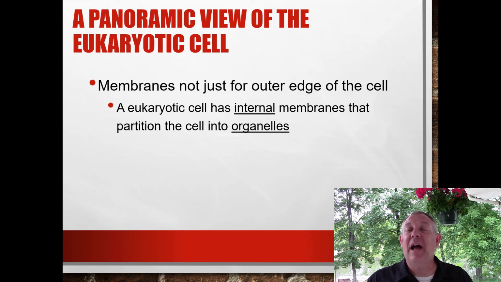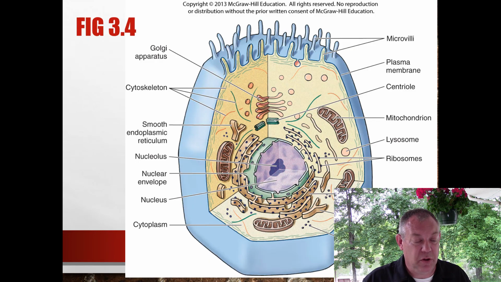So the membranes are not just for the outer edge of the cell. A eukaryotic cell also has internal membranes. And those internal membranes define many of the organelles that we're going to learn about. And so here's a figure from your book. You're very familiar with this. So study these. You've probably seen a million of these. This is a three-dimensional, typical view of the cell.